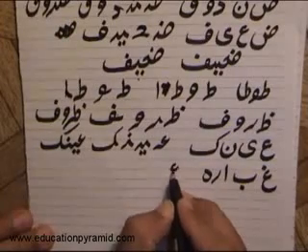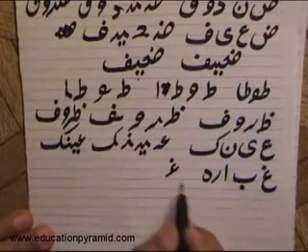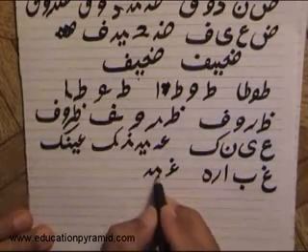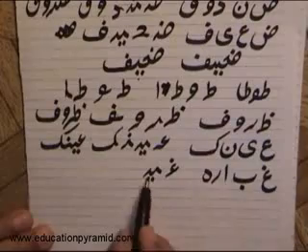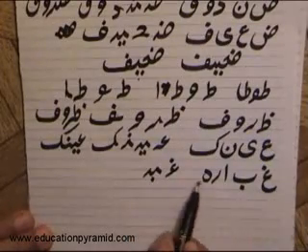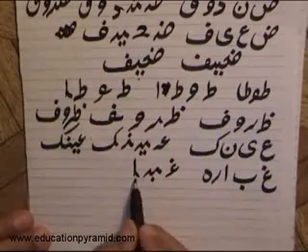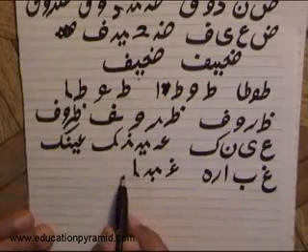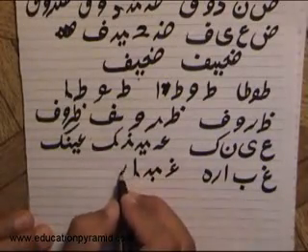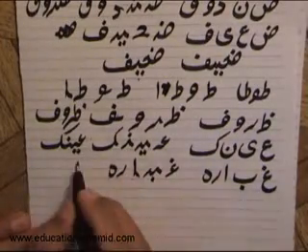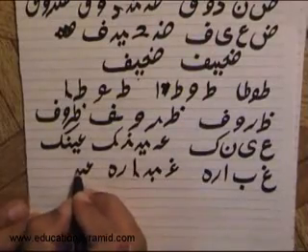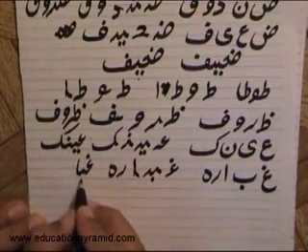Ghain will assume the initial position, then we have be, which has connectors on both sides, then alif, a non-connector, so it will only assume the final place, and there will be a break, and then re and then he. So gubara will be written like this. This is gubara.